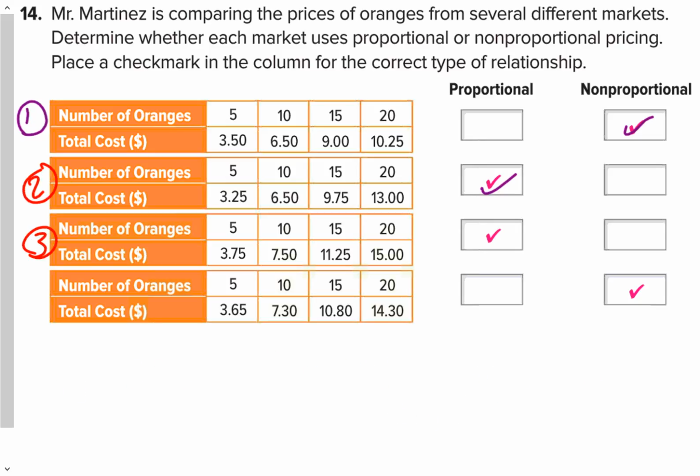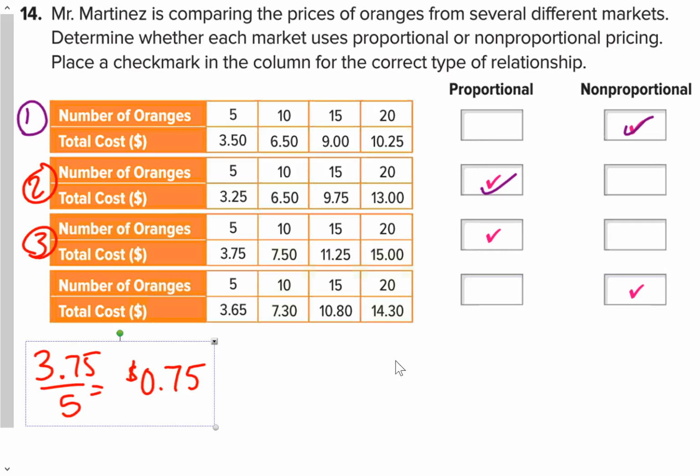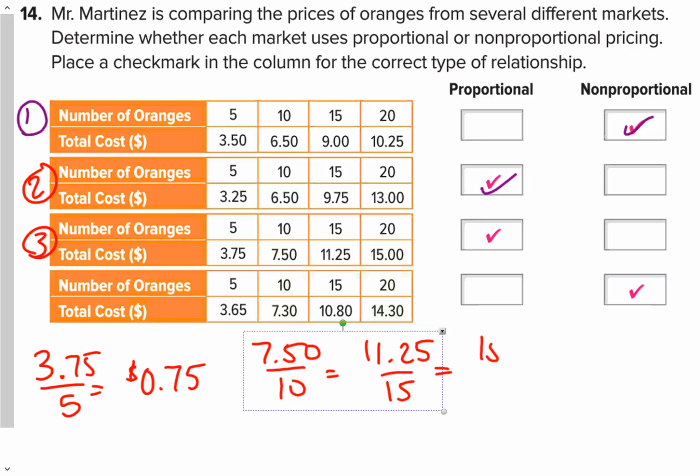Number 3, 375 over 5. That one equaled 0.75. And then I checked all the rest of them. So I did 750 over 10. I did 1125 over 15. And then I did 15 over 20. And I all got 0.75. So that's why this one was proportional.